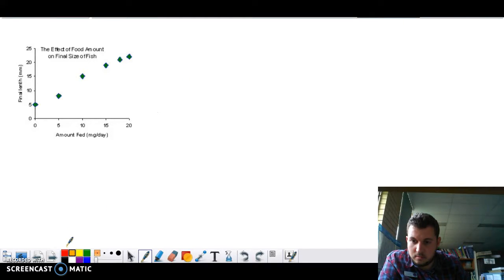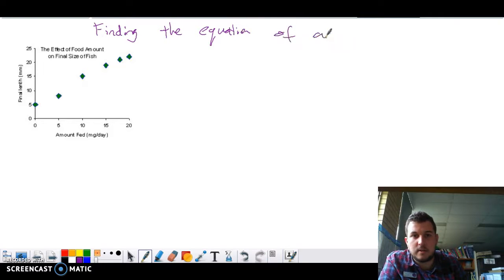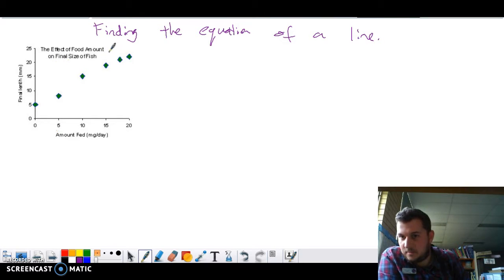Okay, so we're going to do another short lesson on finding the equation of a line. Okay, here's our scatter plot. We have the effect of the amount of food on the final size of fish. So you can see if you don't feed your fish, then it will die, but it will also be 5 mil long. And if you feed your fish 20 milligrams a day, then it's going to be quite a big fish. Relatively, thinking goldfish here.